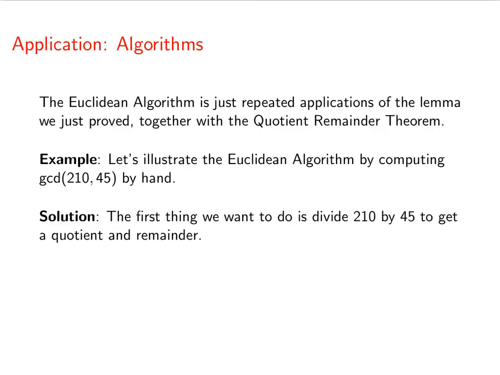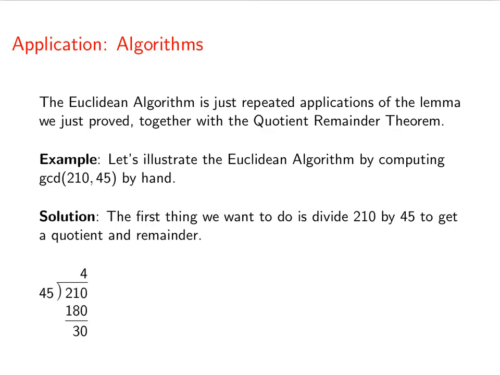What we want to do is divide 210 by 45 to get a quotient and a remainder. Now, in the theorem, it didn't tell us how to compute the r. It didn't say that it had to be a remainder. It just had to be some r that satisfied the equation that we were using. But the quotient remainder theorem is the most efficient way of doing this.